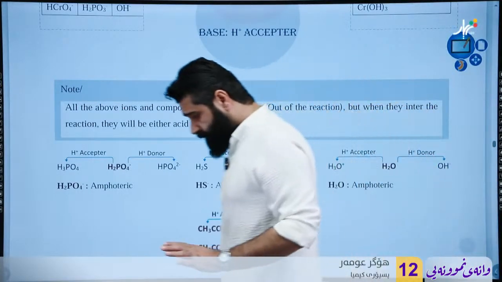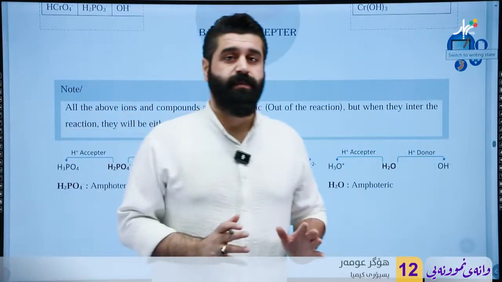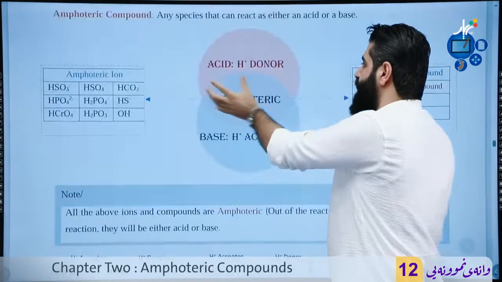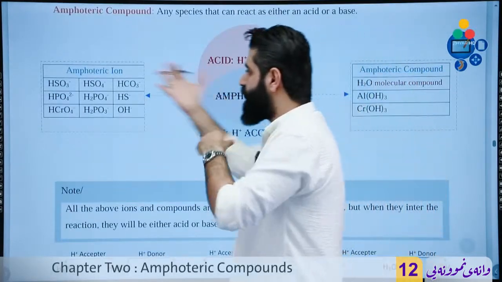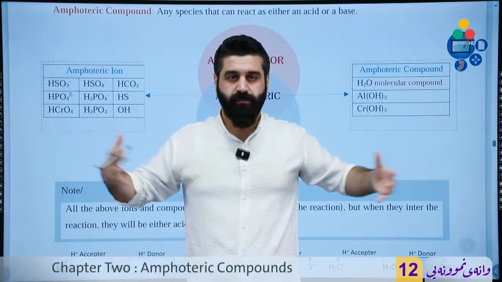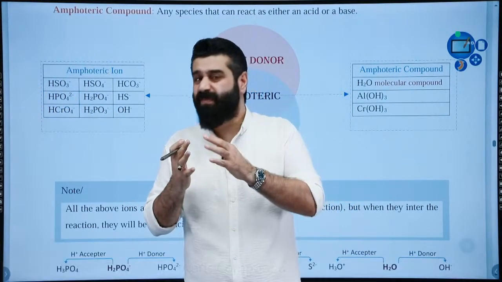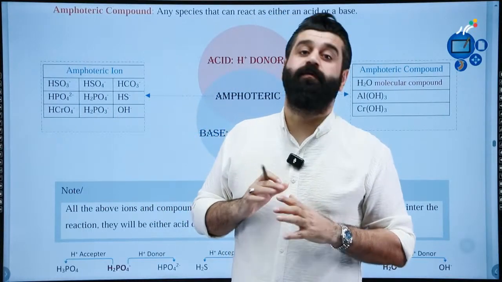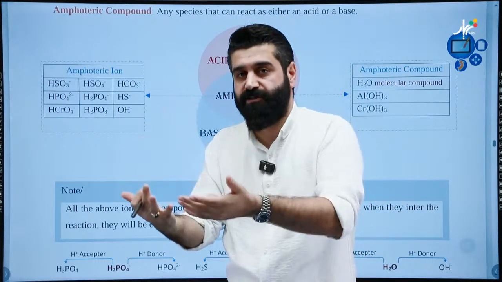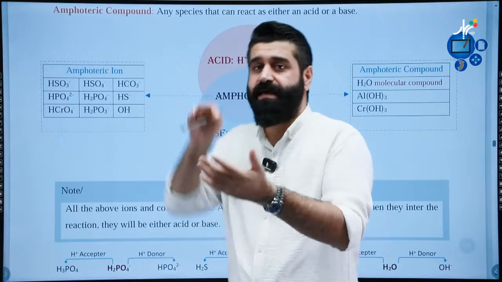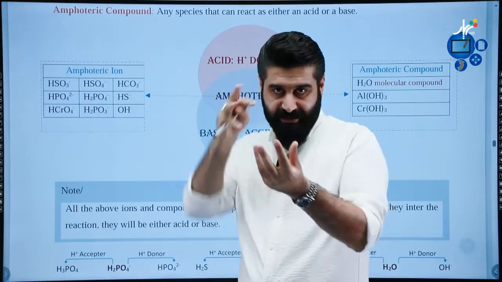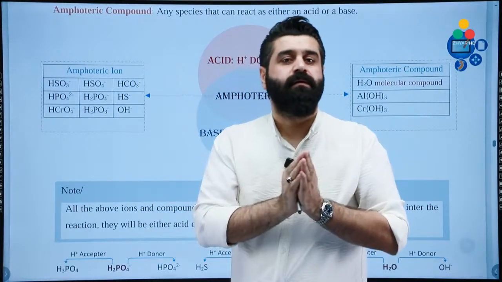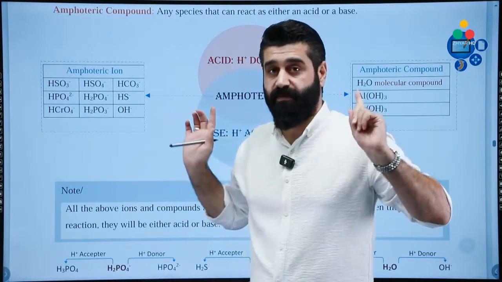I'm sorry. There is a very important note about them. All of them are amphoteric. The ions and the compounds will become amphoteric if we have them from outside of the reaction, without any reaction. But once they get into the reaction, they will become either acid or base. I will explain this. Stay with me.